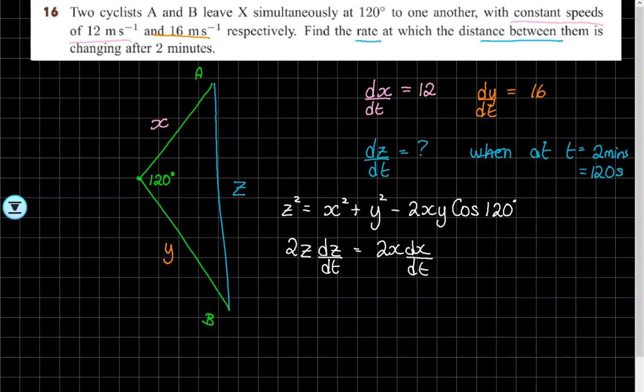You've done it. Come back to our t. If they're travelling at 12 meters per second, how far have they gone after 120 seconds? Yep. So if you say 12 times 120, you actually get x. If you say 16 times 120, you actually get y. How will you get z? Just plug it into your cosine rule.